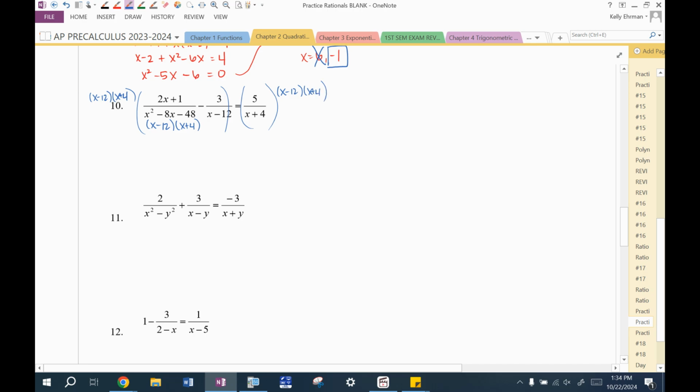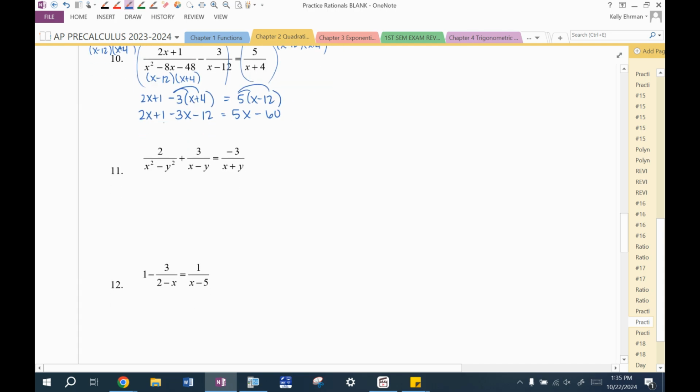So in the first term, everything cancels, and you're just left with 2x plus 1. In the second term, you're left with minus 3, and then the x minus 12s cancel, so times x plus 4. And it equals 5 times x minus 12, because the x plus 4s cancel. Distribute. 2x plus 1 minus 3x minus 12 equals 5x minus 60.